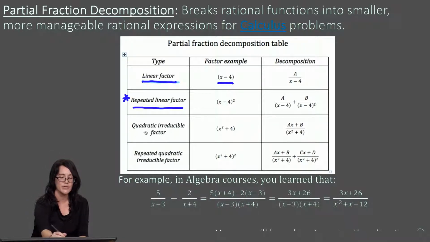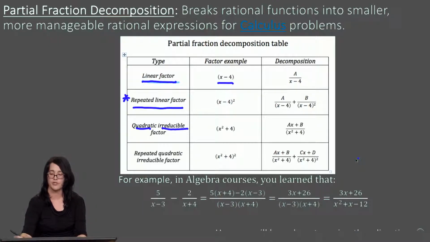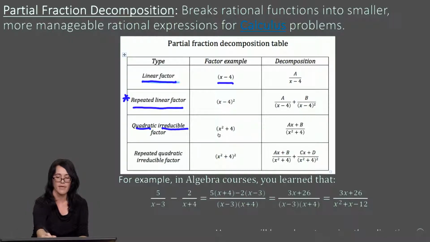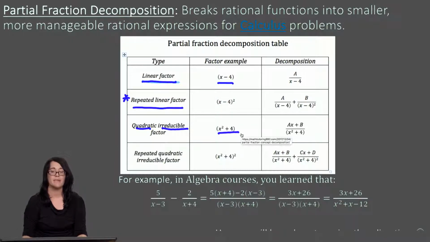Now the next one is called the quadratic, meaning degree 2, irreducible. Now a lot of students just see the word quadratic and they don't know what the word irreducible means. Remember, quadratic meant degree 2, okay? But irreducible means you cannot factor any further. Now if I had a factor like x squared plus 4, that would be considered irreducible quadratic. And the reason is because that one cannot be factored over the real numbers because it's a sum of two squares, x squared plus 4.